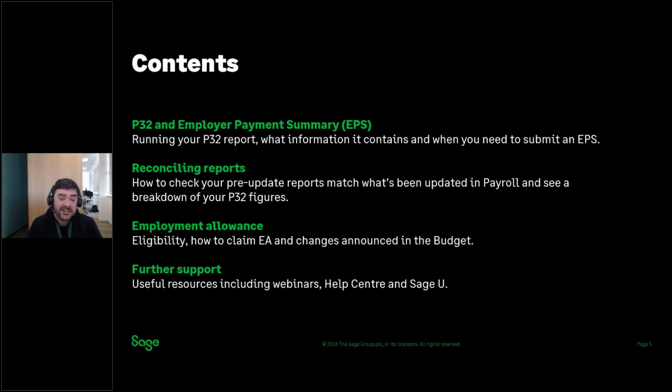We'll run through the eligibility, how to claim it in your Sage 50 payroll software, how you get the employment allowance by reducing your employer's national insurance, and also looking into the future, into 2025, at some of the changes to employment allowance announced in the budget. And then I'll run you through the further support available, including other webinars, our Help Centre and Sage U, before we wrap up.